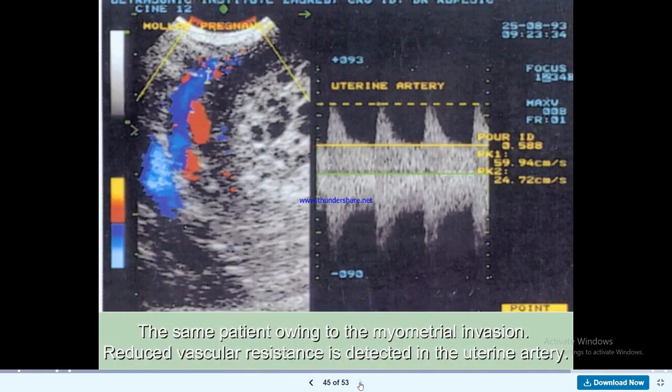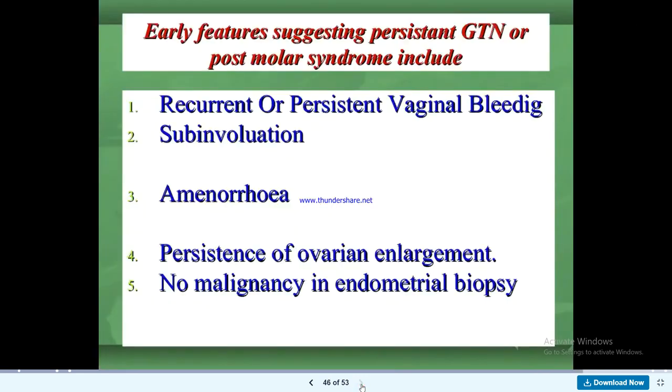The same patient, owing to the myometrial invasion, reduced vascular resistance is detected in the uterine cavity. Here you see the spectrum shows the reduced vascular resistance in the uterine cavity, a Doppler flow.